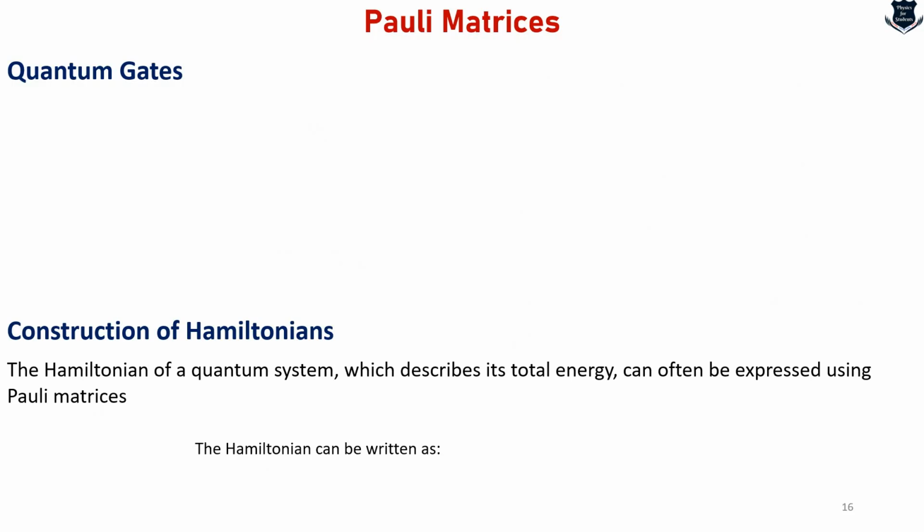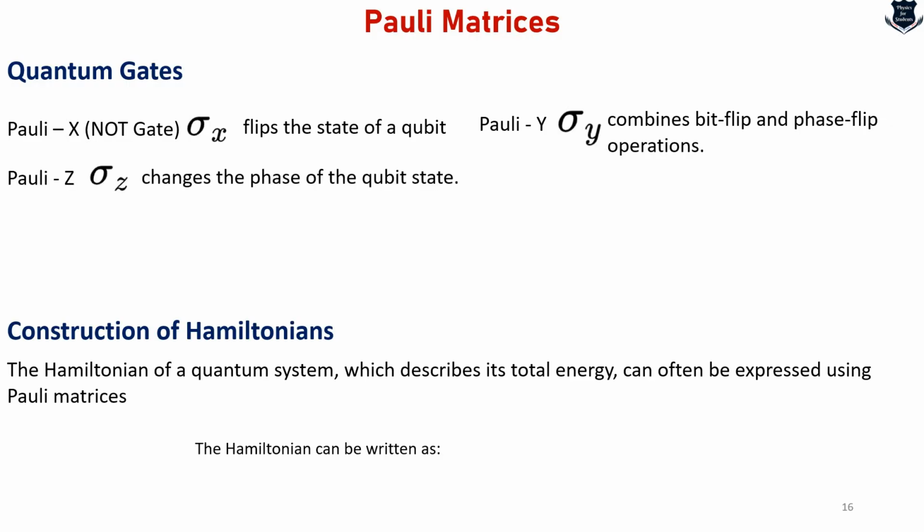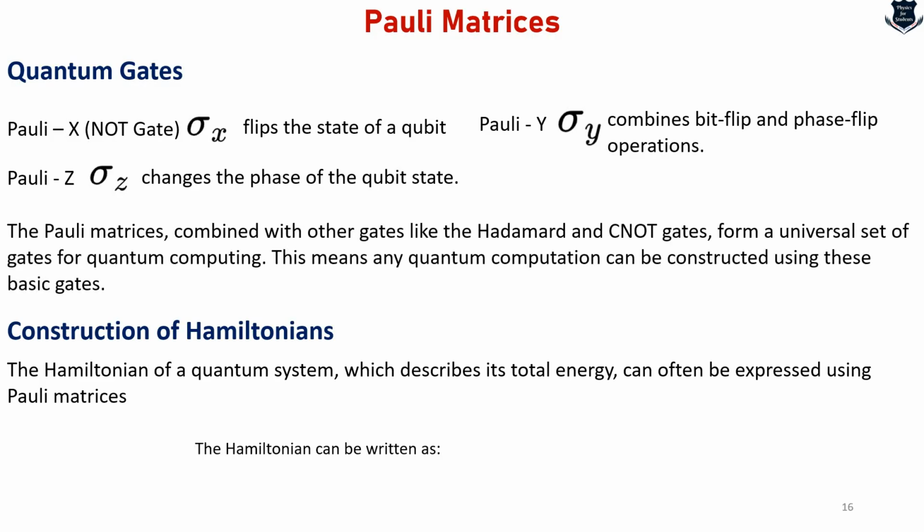Another important thing is that for quantum gates, the Pauli X, or NOT gate, flips the state of a qubit. Pauli Y combines a bit flip and a phase flip, and Pauli Z changes the phase of the qubit state. The Pauli matrices, combined with other gates like the Hadamard and the CNOT gates, form a universal set of gates for quantum computing, which means any quantum computation can be constructed out of these basic gates.